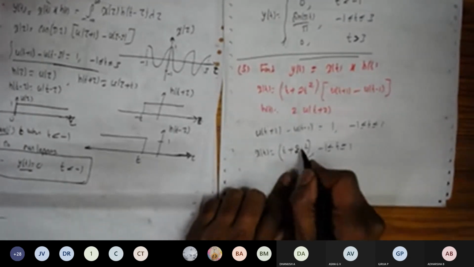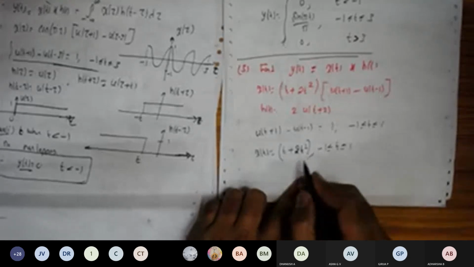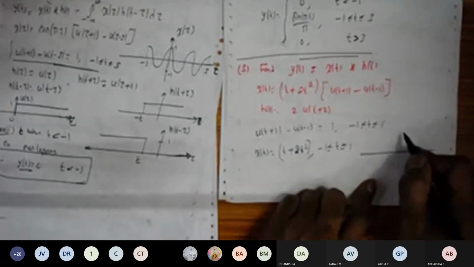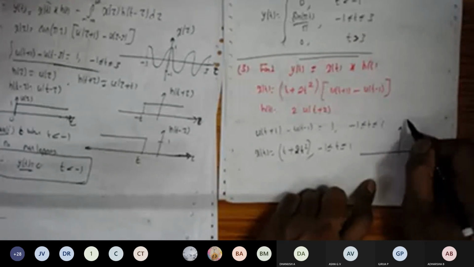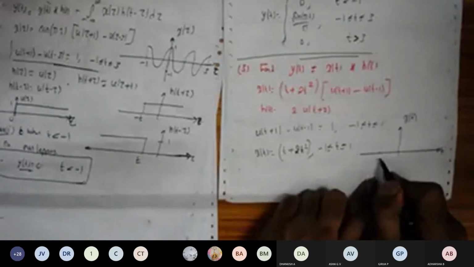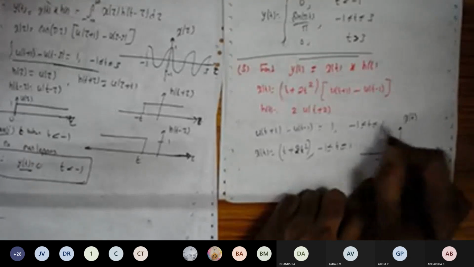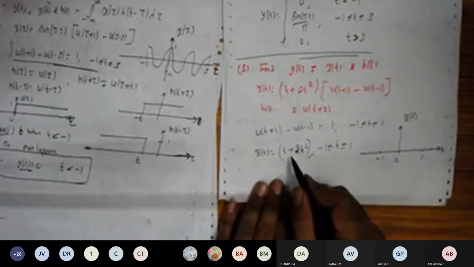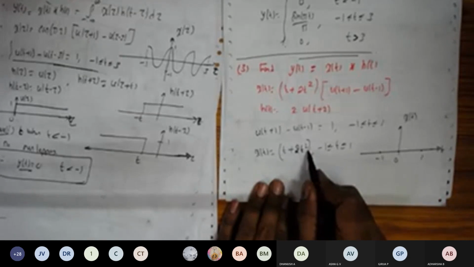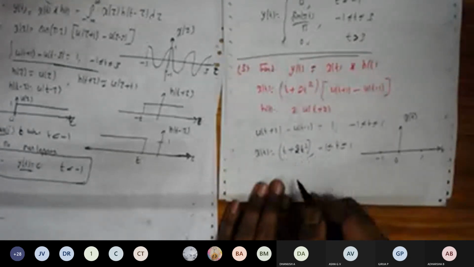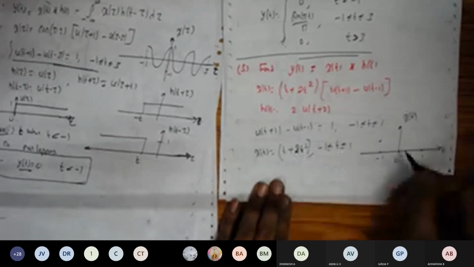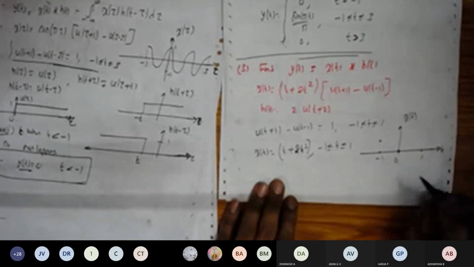So it is 2t square plus 1, t plus 2t square here. I'm going to take different time intervals, so let me plot the waveform for x of t. This is t at t equal to -1, t equal to 0, and t equal to +1. When I substitute t equal to -1, -1 plus 2 into -1 square is nothing but +1, so -1 plus 2 will become 1. For t equal to 0, it will become 0.